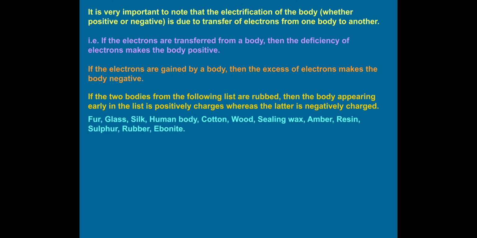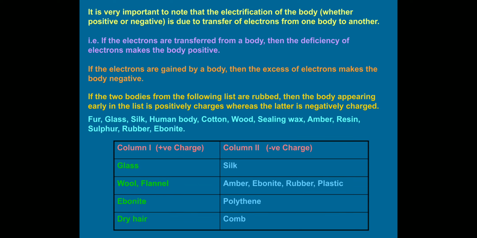Fur, glass, silk, human body, cotton, wood, sealing wax, amber, resin, sulfur, rubber, ebonite. These are the bodies which can be rubbed and produce frictional electricity. There is a table with column 1 and column 2. In column 1, the objects will acquire positive charge if they are rubbed with objects in column 2. Glass with silk, wool with amber, ebonite with polythene, dry hair and comb.